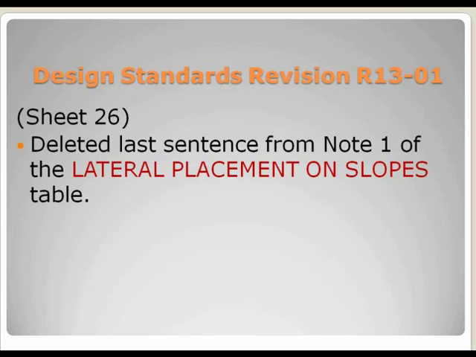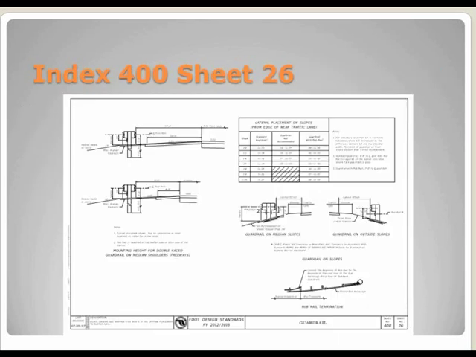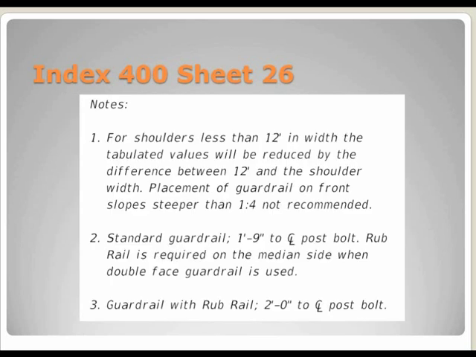On sheet 26, the last sentence from note 1 of the lateral placement on slopes, the table contained cost and payment information, and at the request of the specifications office, the last sentence was deleted. This is sheet 26. The note that we're talking about is up in the right-hand corner, and it was deleted from the bottom of note 1. Pretty much all three of these notes read the same as they were before, except down in this section down here, this is where the note was deleted for the payment.